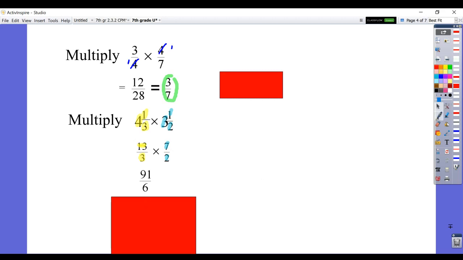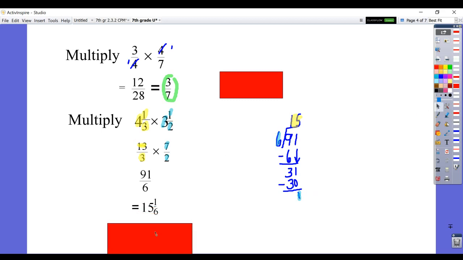You get 91/6. 91/6, however, is improper. So you're going to need to use your scratch paper and get that to be a mixed number instead. 6 goes into 9 one whole time, giving you 6. Subtract, you get 3. Bring down the 1. 6 goes into 31 5 times, giving you 30. Subtract, you get 1. So this number on the top will always be the whole number. This number will always be the numerator of your fraction, and this will be the denominator. So you get 15 1/6.